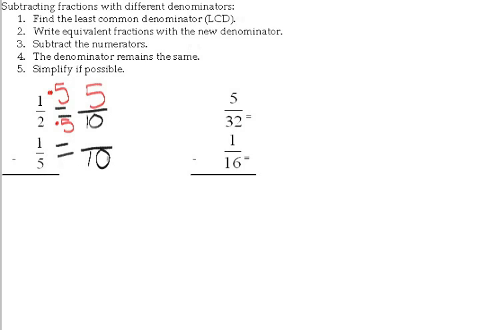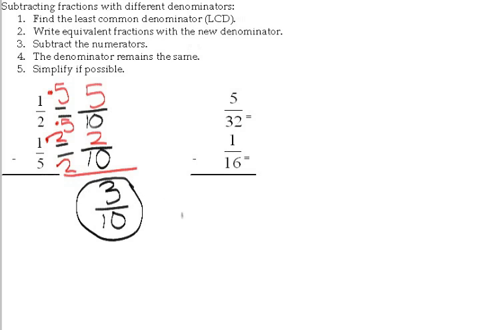Going from 5 to 10, we're multiplying by 2. So we need to do the same to the numerator. 1 times 2 is 2. And now we can go on to our next step, which is to subtract the numerators. 5 minus 2 leaves us with 3, and our denominator of 10 stays the same. And our last step is always to reduce if possible. In this case, 3/10 is already reduced to simplest form, so we cannot reduce it any further.